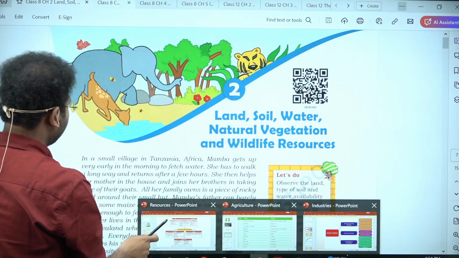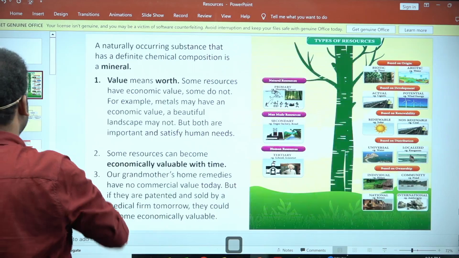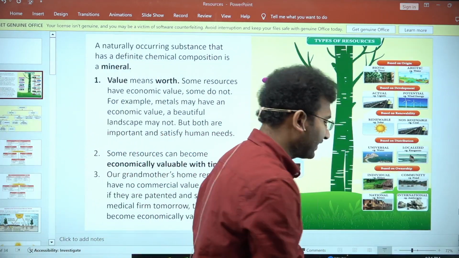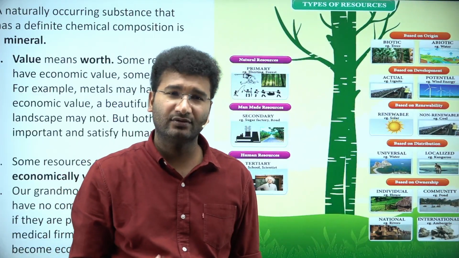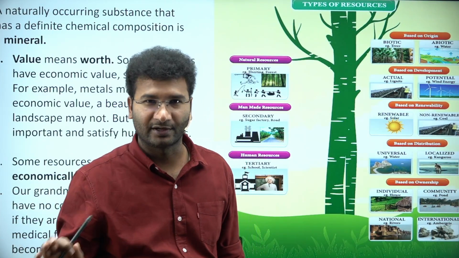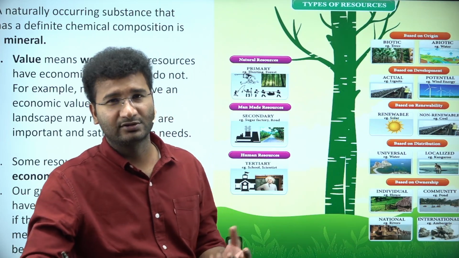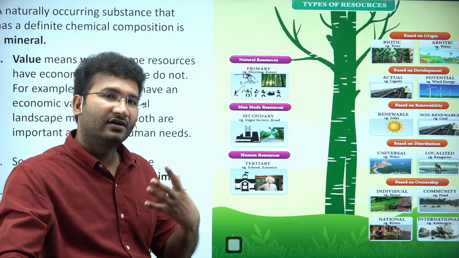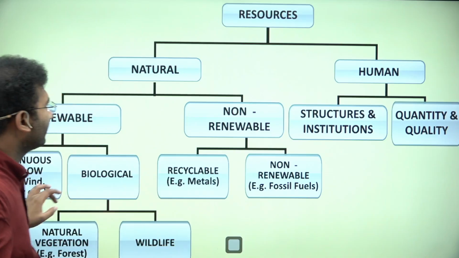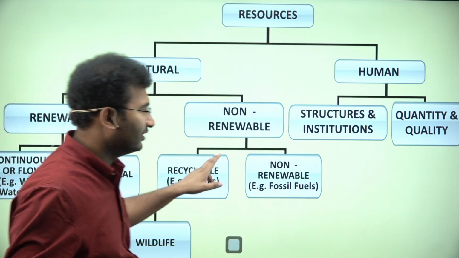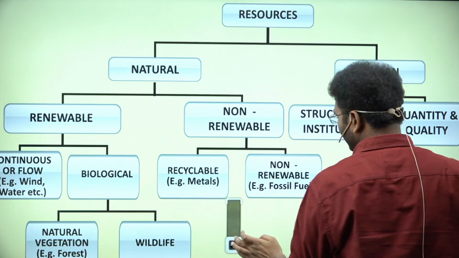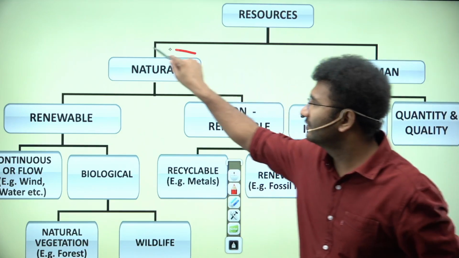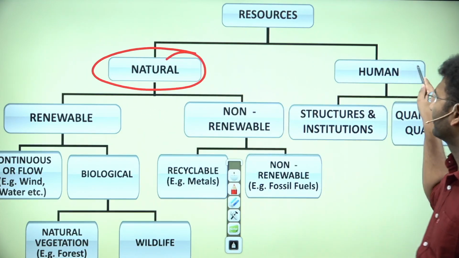In this particular chapter, you need to know that a resource is something which has a value, and you can extract that value, be it in economic terms or non-economic terms. Maybe a beautiful landscape can also be a resource, that is natural resource. And in yesterday's class also I told you the resources can be of various forms, such as natural and human, right?